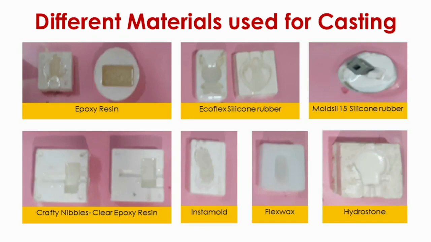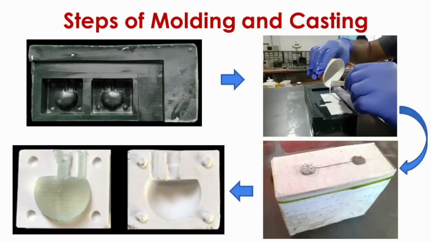Different materials. So we have used this white is a mold, so that's made out of silicone rubber. But in the first picture on the top left, we have used epoxy resin as a casting material. On the bottom side, if you can see, we have used hydrostone insta mold as a casting material. So different types of materials can be used in the same mold to create different types of castings.